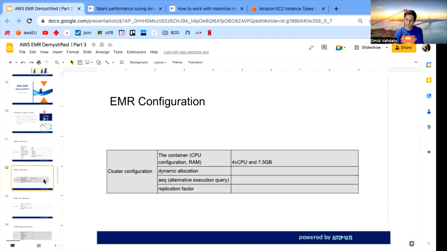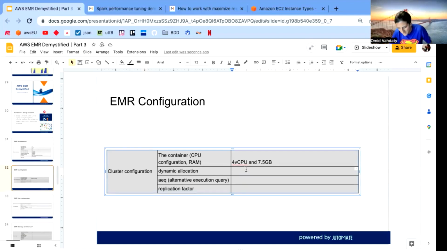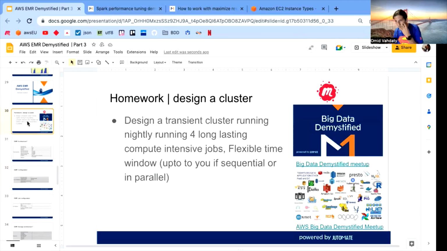Yes. Good observation. We already assigned the maximum amount of resources per machine, so there is really no point to assign dynamic allocation at this point. But let's assume for a second you choose a bigger machine. Is dynamic allocation right for this use case? Because the use case is saying, listen, you have every night 4 jobs, long lasting.